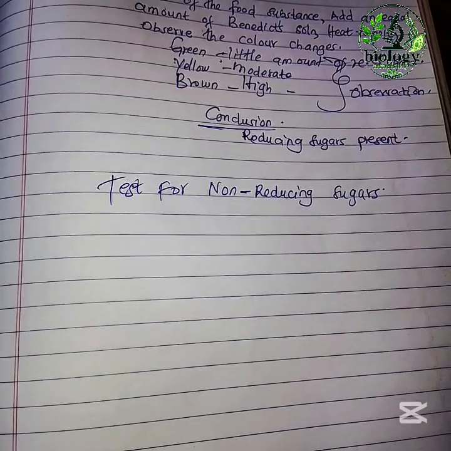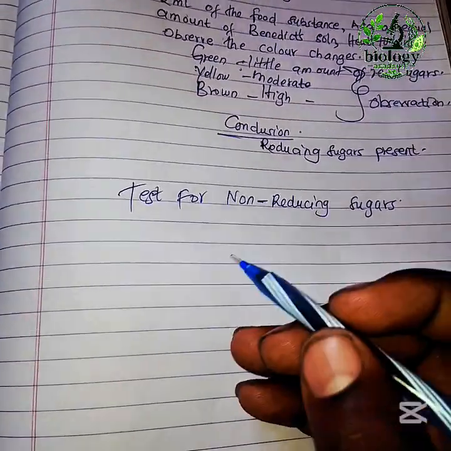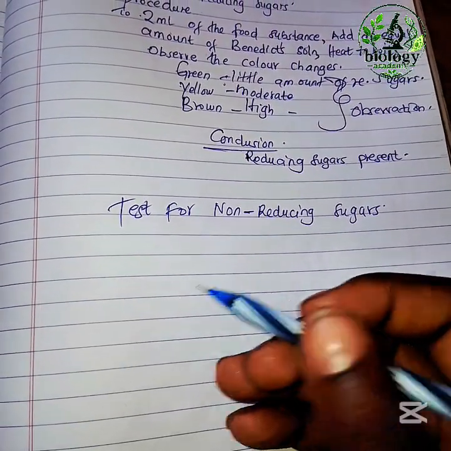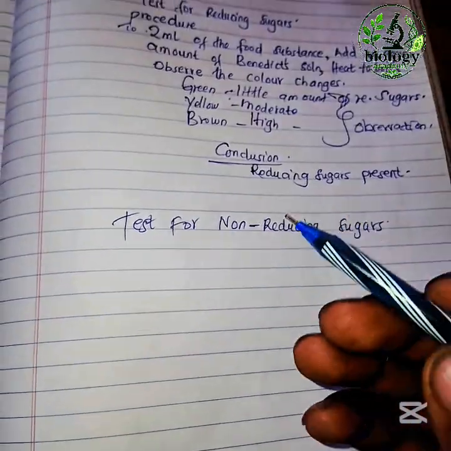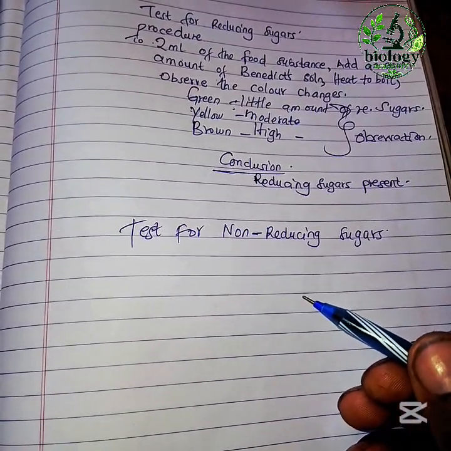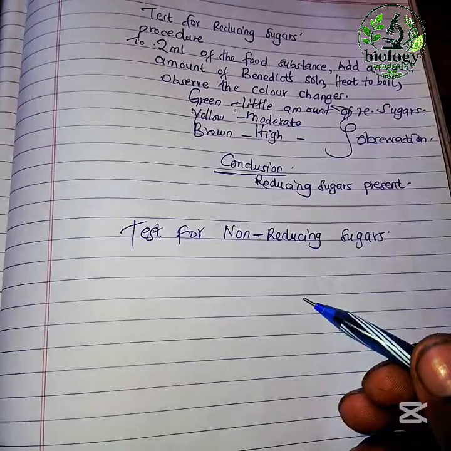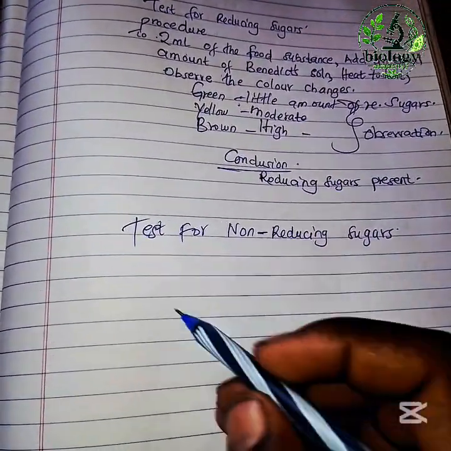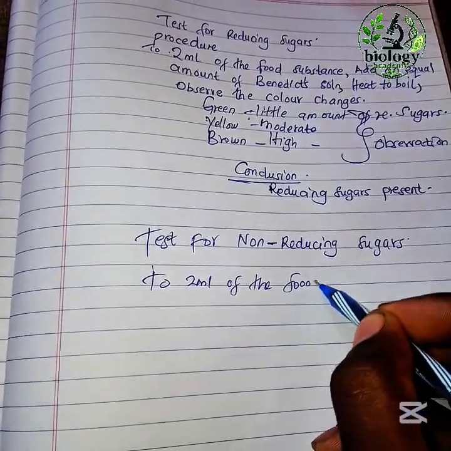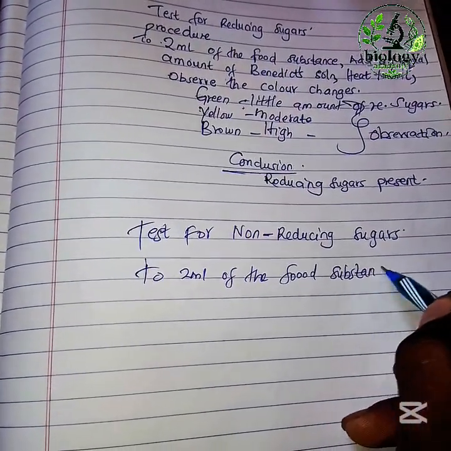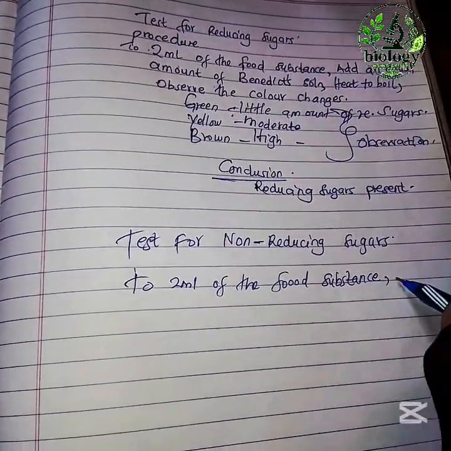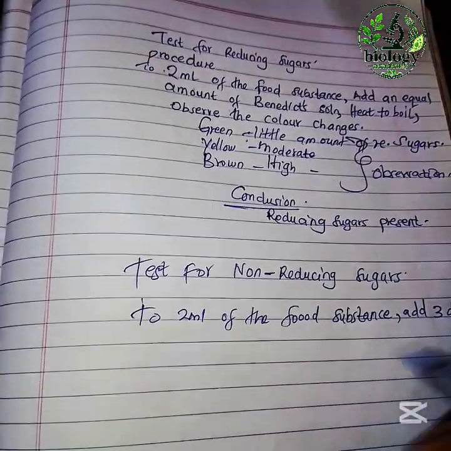Now, let's talk about the test for non-reducing sugars. This one is almost similar to the test for reducing sugars, but there is a change of a few reagents. Benedict's solution is also used in this procedure. The first reagent we use in the test for non-reducing sugars is hydrochloric acid. The procedure is: to 2 ml of the food substance, X, Y, or Z, add 3 drops of HCl.